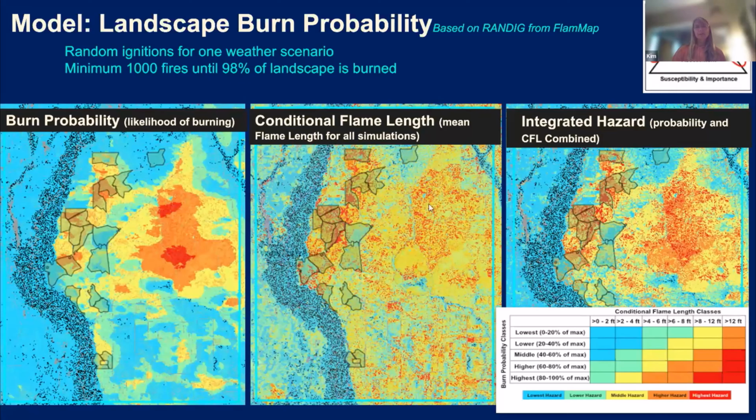You also get a conditional flame length, which is the mean flame length. And then when you put those two pieces together, the third output you get is this hazard output. And that's a combination of the flame length and the probability. So you can see, based on these little burn units in here, I can start making some decisions about where is the highest hazard. And that would, of course, be in the red and orange zones versus the lower hazard, based on these two things, probability and flame length.